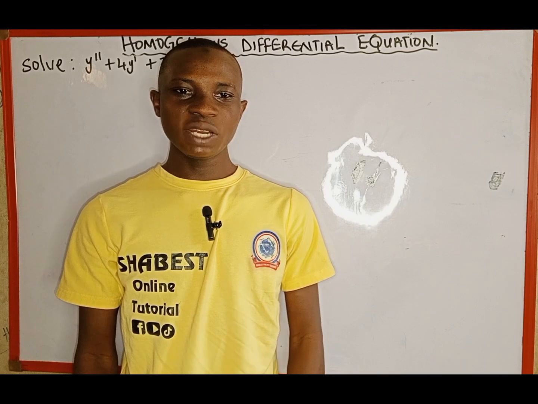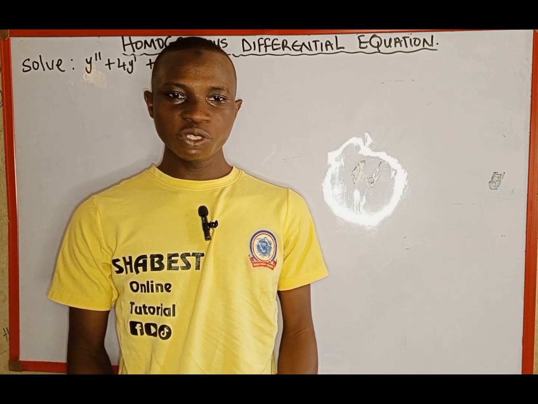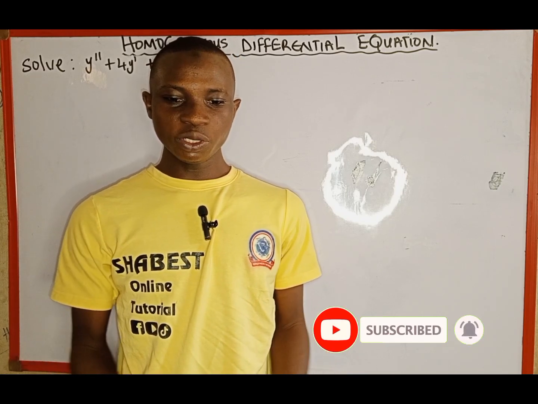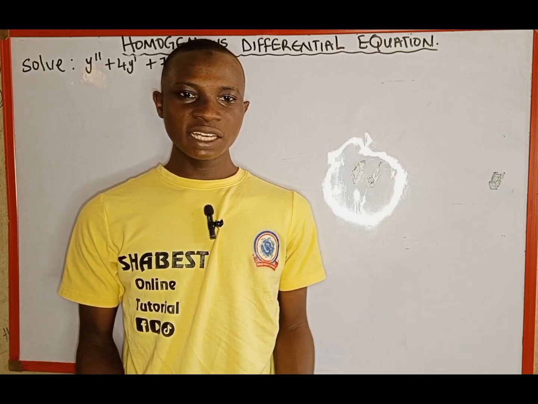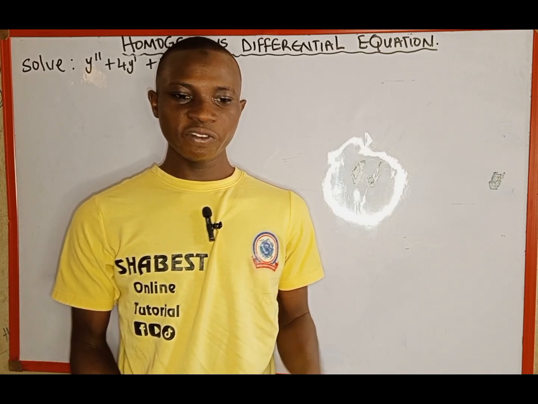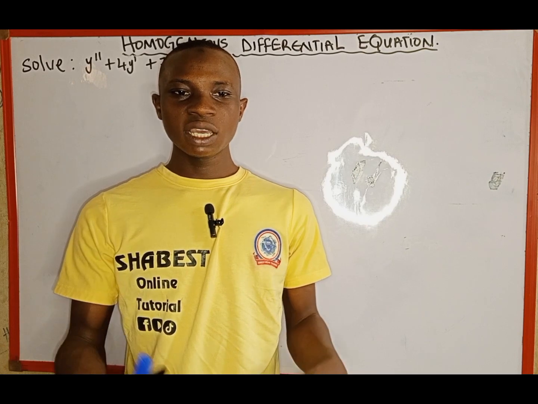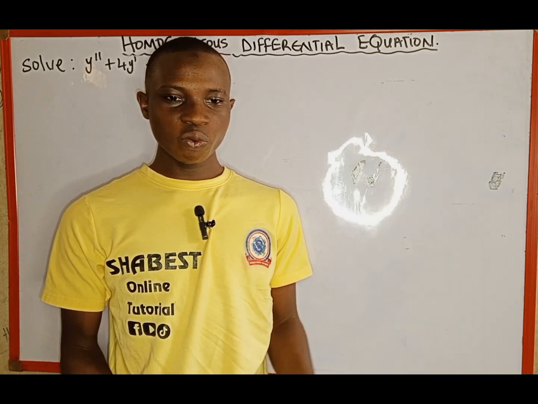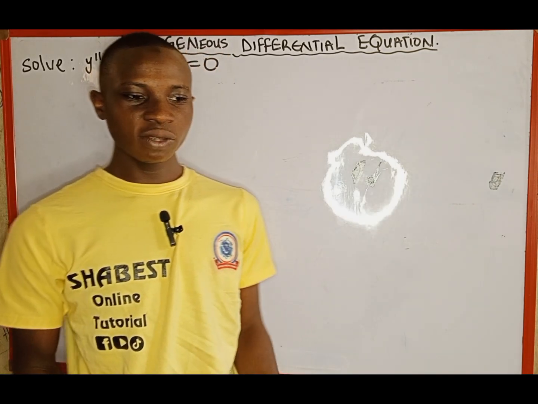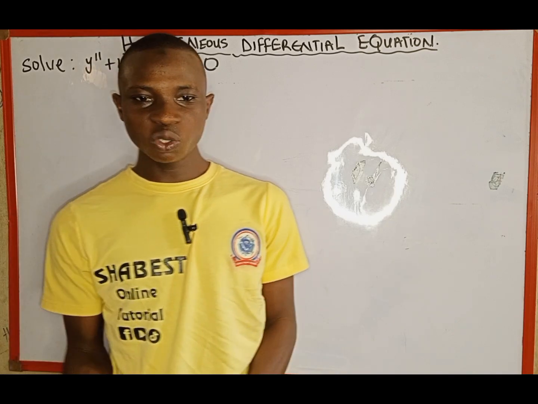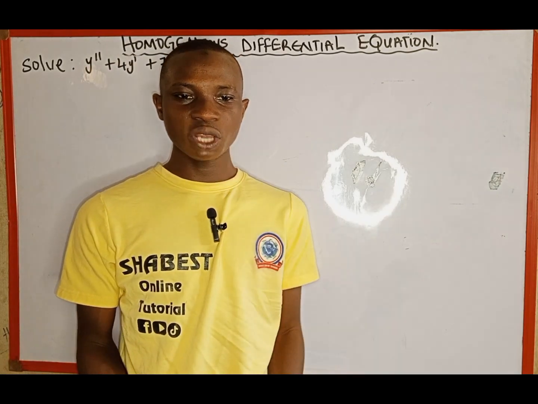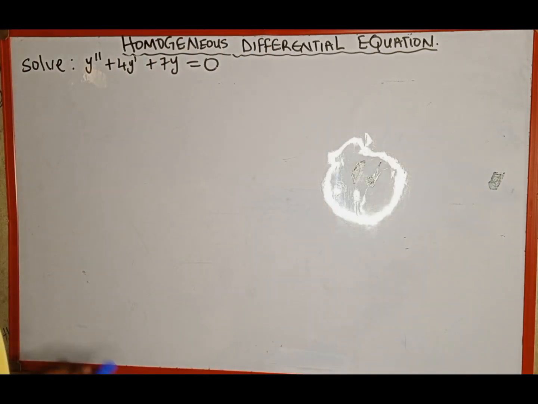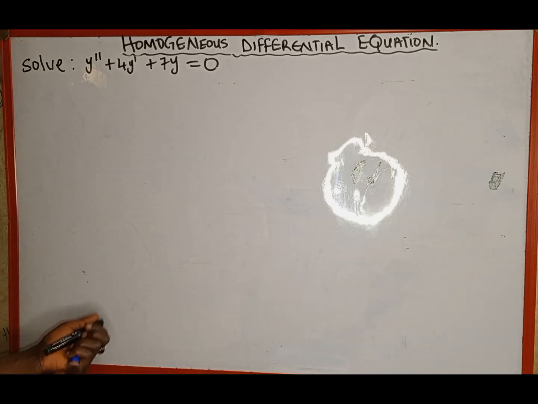In today's tutorial, we're going to learn how to solve a homogeneous differential equation. In our previous class, we learned how to write the general solution of a homogeneous differential equation when the roots are equal, and also when the roots are not equal. So today we are going to learn how to write the general solution of the homogeneous differential equation when the roots are complex. On the board here, we are given this second order homogeneous differential equation. Let's get started. Solution.